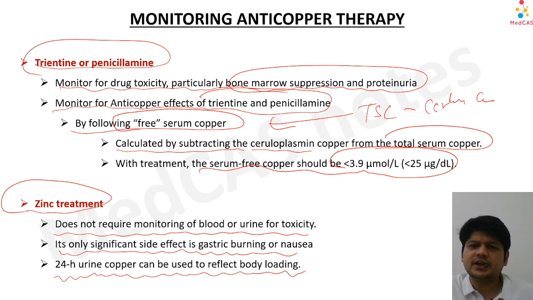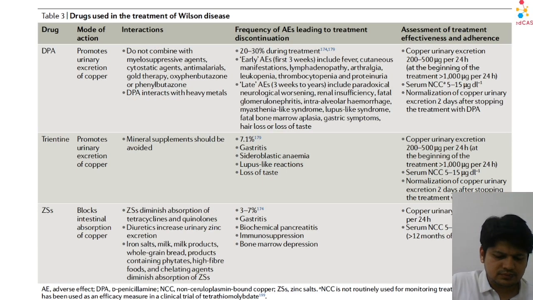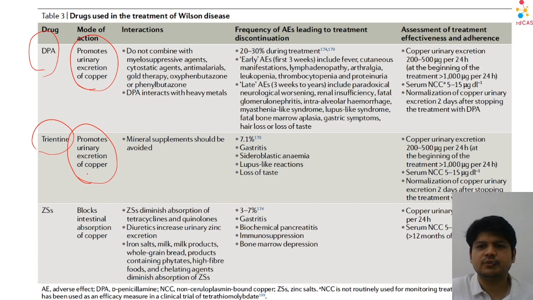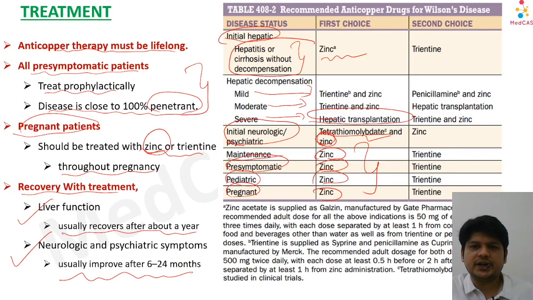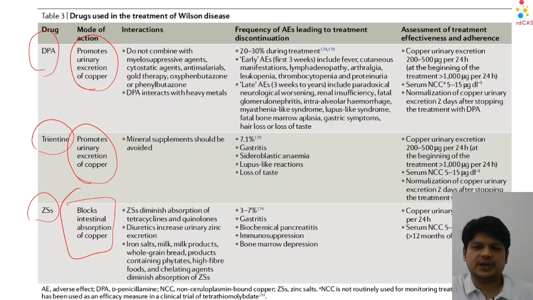So how do these drugs work? D-penicillamine promotes the urinary excretion of copper, same as trientine, which promotes the urinary excretion of copper, while the zinc salt blocks the intestinal absorption of copper. It does not cause further toxicity. If copper is already there, we need to excrete it, so you need trientine or D-penicillamine, either of them, right? So this is how you should decide how your drugs work and how you are going to use them. These are the important tables to take.